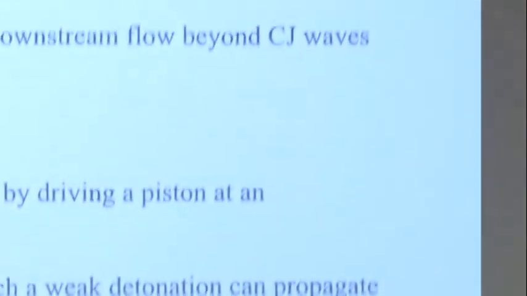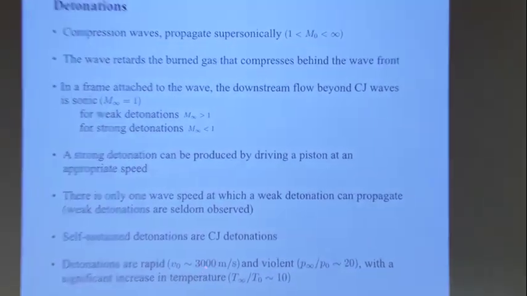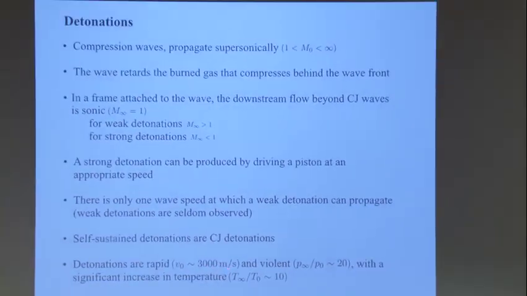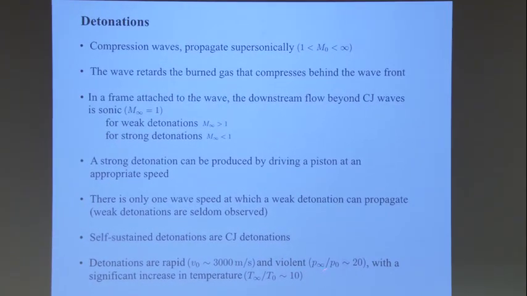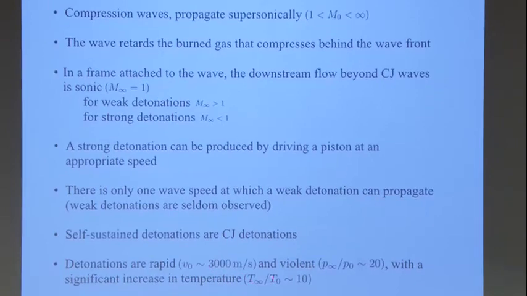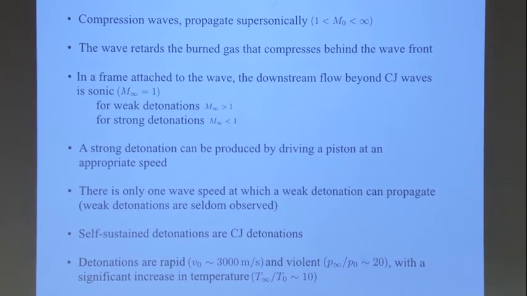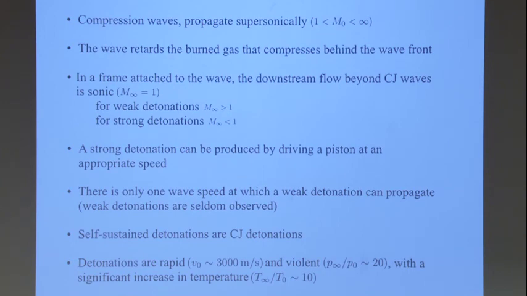Self-sustained detonations are the Chapman-Jouguet detonations. Detonations are typically rapid. They propagate at about 3 kilometers per second. They are violent. The pressure increases tremendously, and there is a significant increase in temperature. And clearly, the purpose is not heating, but more the strength, the destruction, and so on.